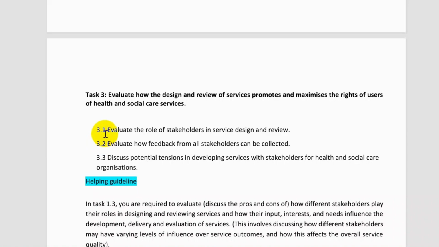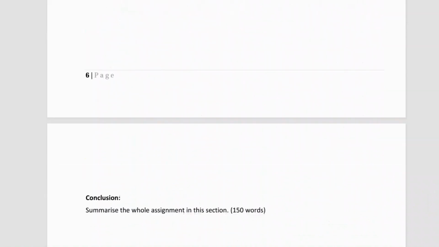And last but not least, this is the assessment criteria 3.3, where you are required to discuss the potential tensions that may arise when developing services with these diverse stakeholders, right? So in this criteria, you need to discuss different possible tensions. You can also imagine situations where different stakeholders might have conflicting priorities or perspectives. So this is all about the learning outcomes and assessment criteria of this specific assignment.